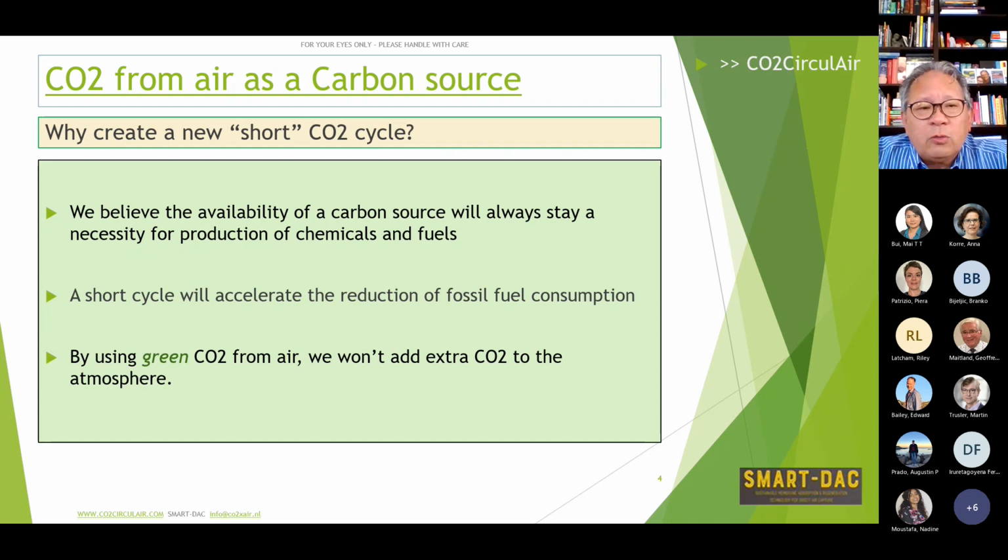So why this new short cycle? Because we at CO2 Circular strongly believe that in the future we will still need a carbon source for production of our materials, our chemicals, and our fuels. Having a short cycle will accelerate the reduction of fossil fuel consumption. And by using green CO2 from air, we will not add extra CO2 to the atmosphere.